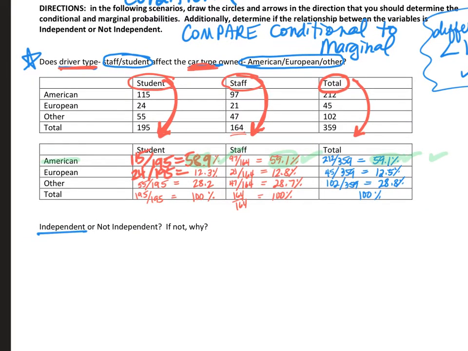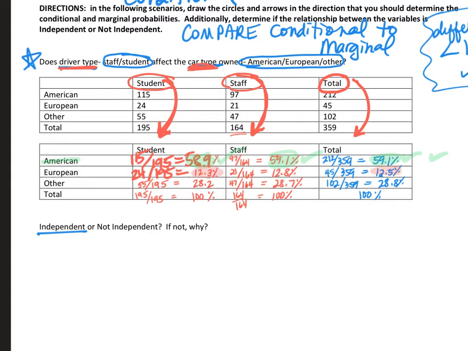Now, what you're going to find is that you need to do all of these categories, because you could say have American car be independent, but European and other are not. So I want you to do them all for that reason. You could have even some subgroups that are independent while the others are not.